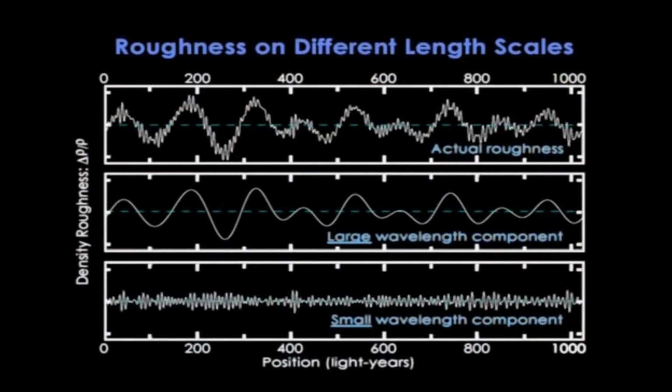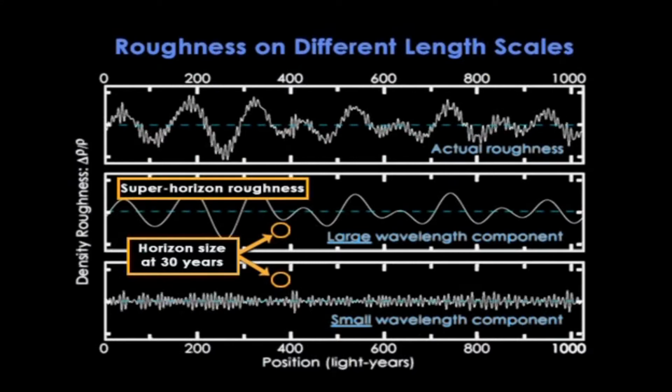Now let's compare these two different wavelengths to the horizon. Imagine it's just 30 years after the Big Bang. So the horizon size is about 30 light years, the size of these little circles. So clearly at this time, the large wavelength roughness is larger than the horizon size, while the small wavelength roughness is smaller than the horizon size. Now, this is very important because waves smaller than the horizon and waves larger than the horizon experience two different kinds of growth. Hence, we speak of subhorizon growth for the waves smaller than the horizon and superhorizon growth for waves larger than the horizon.